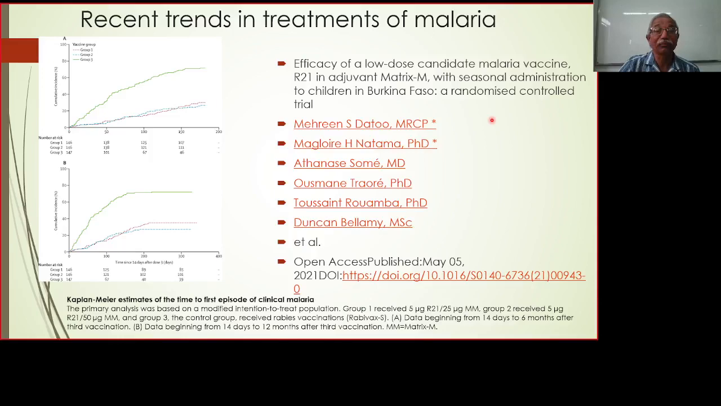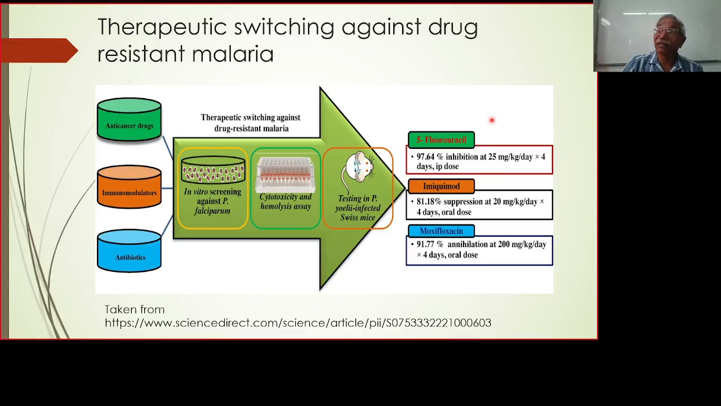Now what they are trying to do is find out about the resistant malaria parasites, and how we can treat them. They are adopting processes from different areas like anti-cancer drugs, immunomodulators, and antibiotics. They are trying to explore which are the good medicines for this, and they use a lot of cytotoxicity studies in the labs for in vitro screening of malaria against Plasmodium falciparum. Then they test it in animals, and then they try to find out how it can be transferred to human beings. The challenge is, as you use the medicine, subsequently resistance develops.